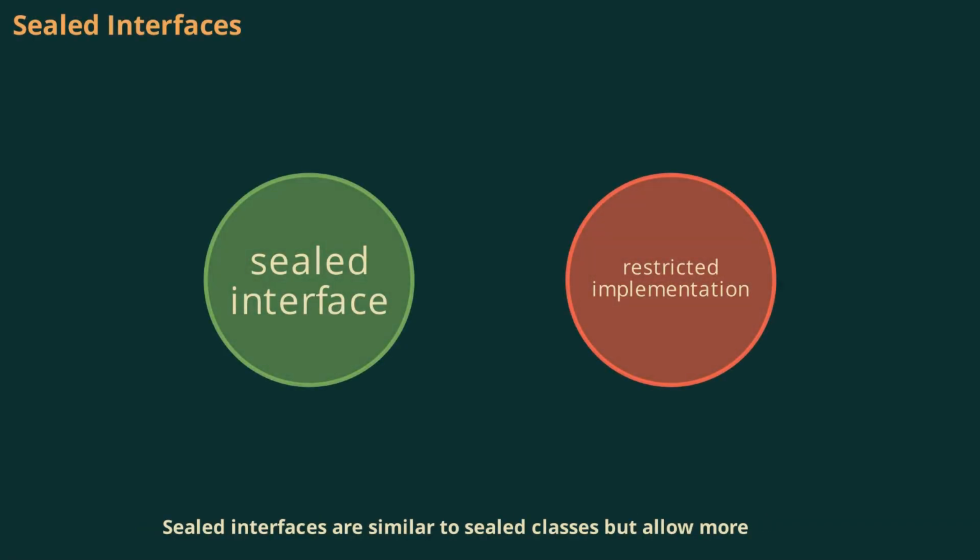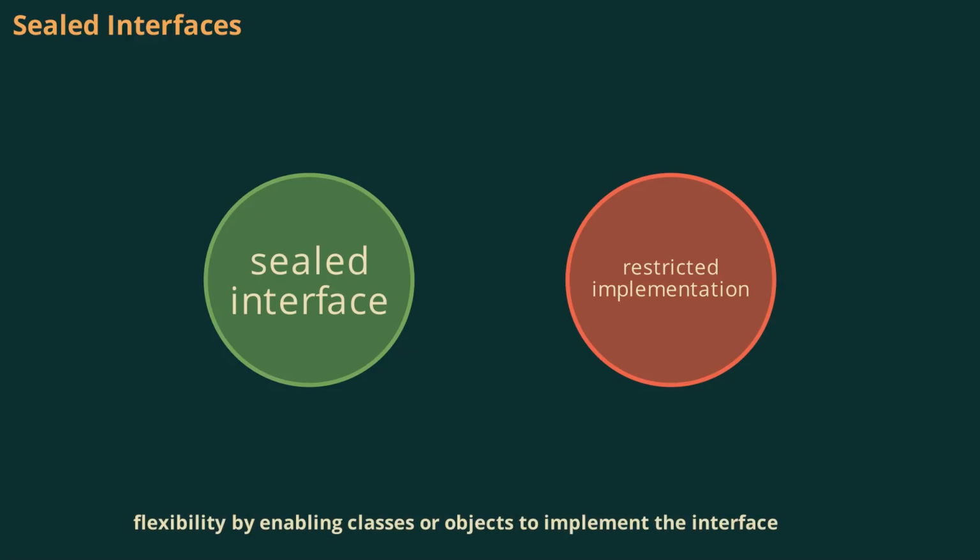Sealed interfaces are similar to sealed classes, but allow more flexibility by enabling classes or objects to implement the interface. This is useful for restricting implementations to a known set while allowing different types to participate. Sealed interfaces enhance safety and maintainability in complex data models.